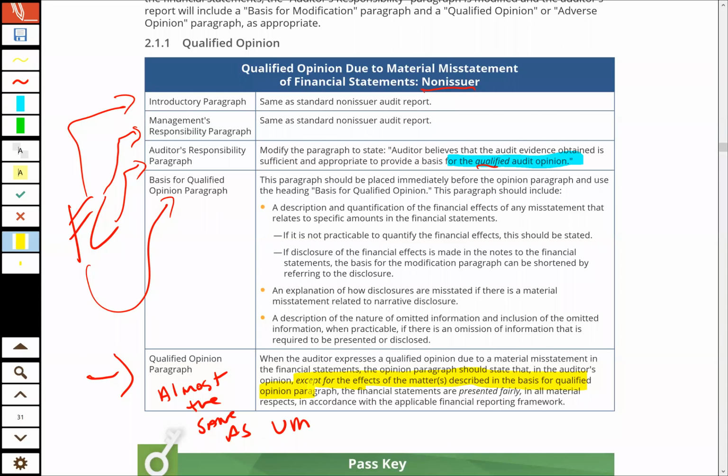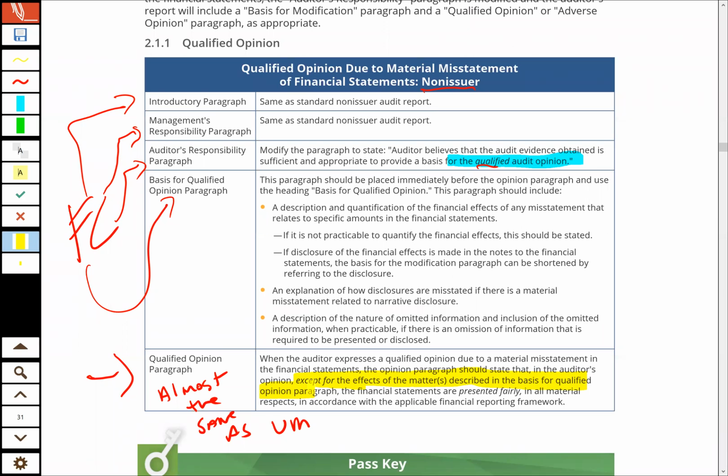So you're going to say, in my opinion, the financial statements are fairly stated, except for whatever the problem was, the leases. My buddy's outfit is fine except for the shoes, whatever it is. And then the rest is exactly the way you memorized.